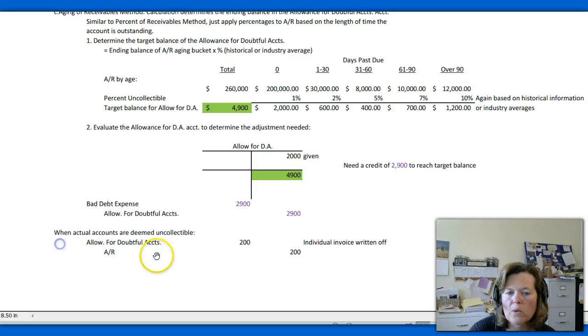Again, like before, when actual accounts are deemed uncollectible under an allowance method, you're going to debit the allowance for doubtful accounts. We're pulling that out of that account because we've already reserved for it. So now we're just pulling the actual amount out, and we're crediting AR to write off the individual invoice.